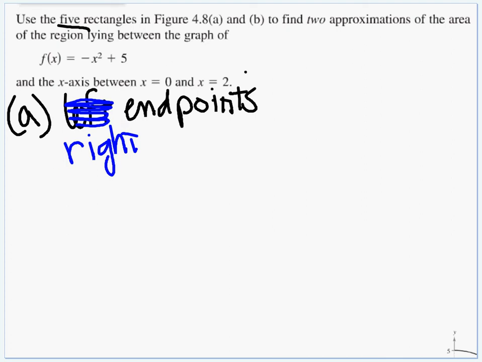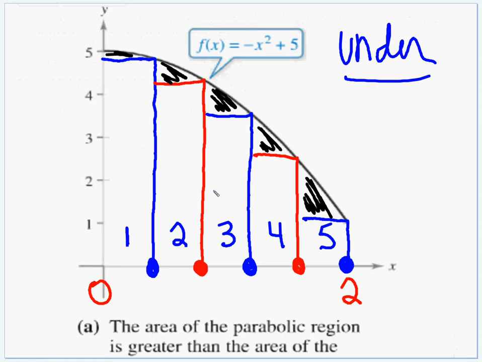So now here comes the more difficult part of this problem. We need a formula that when we put in the rectangle number for i, it's going to take us to the right endpoint.